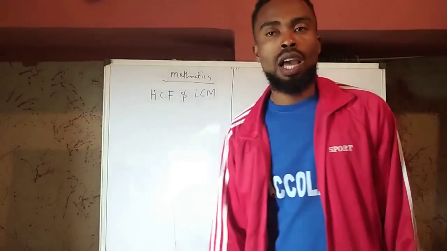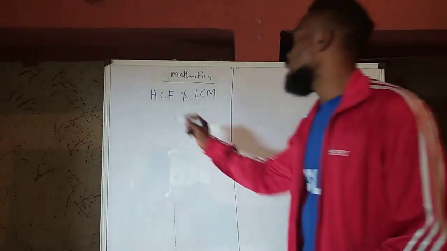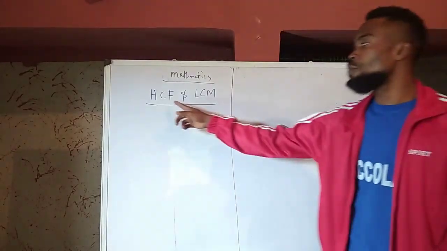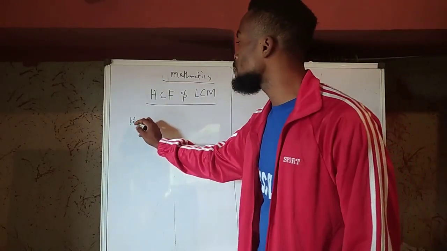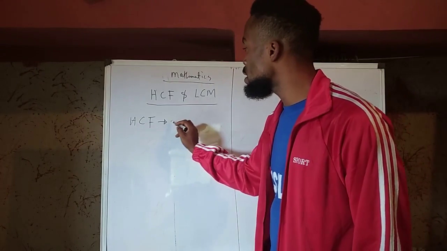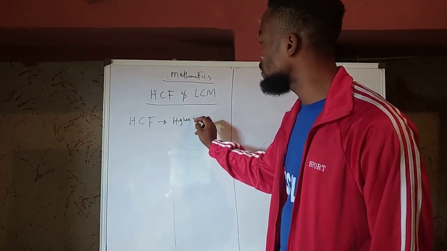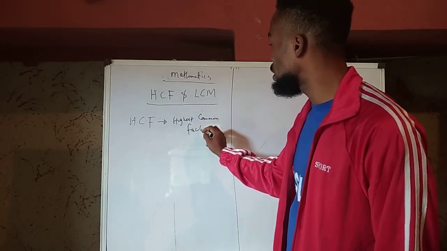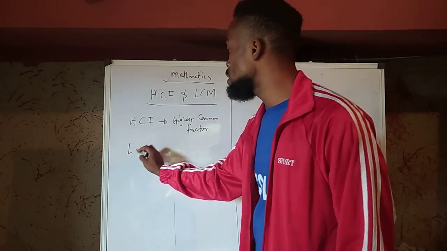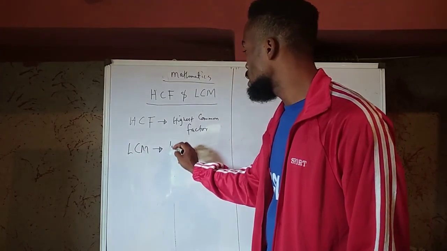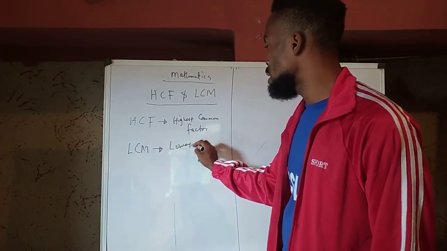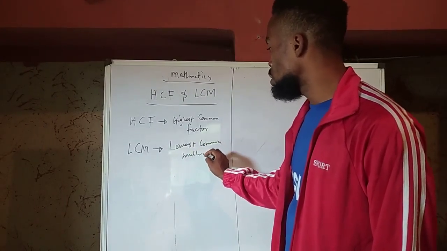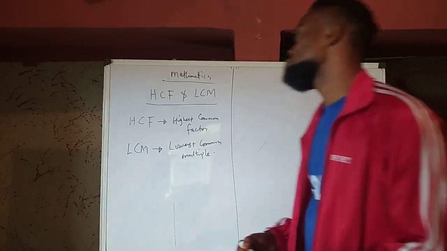Okay, right about now we're going to be working on HCF and LCM. We are looking at highest common factor. HCF means highest common factor. And LCM means lowest common multiple. Okay, lowest common multiple.